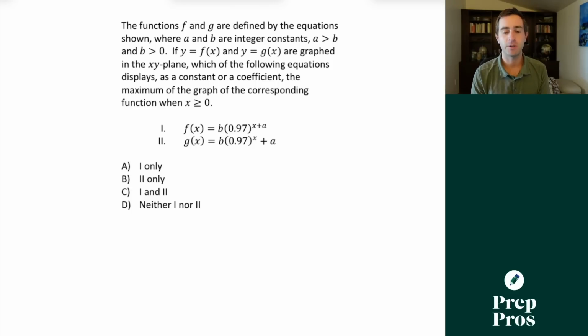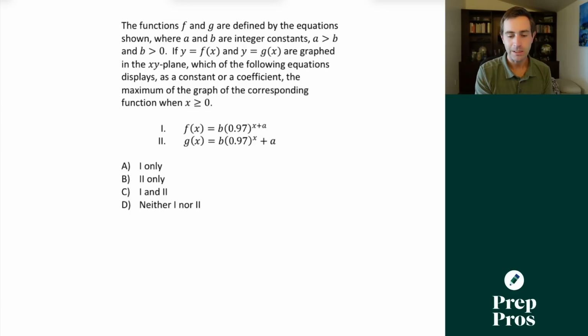So here we see the functions f and g are defined by the equation shown where a and b are integer constants and a is greater than b, and b is greater than 0. So we have integers and they're positive and a is greater than b. If y equals f of x and y equals g of x are graphed in the xy plane, which of the following equations displays as a constant or coefficient the maximum of the graph of the corresponding function when x is greater than or equal to 0?